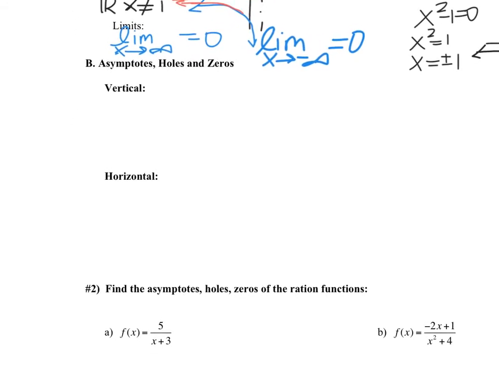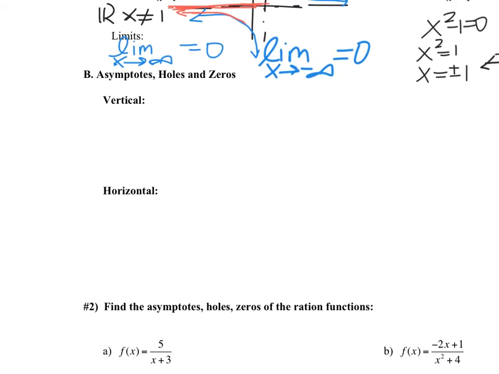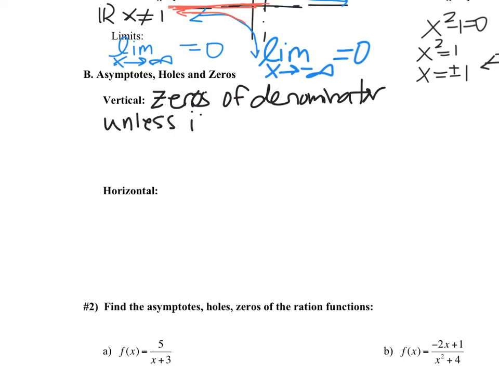We're going to talk about asymptotes, holes, and zeros of the graph. All right, so we're going to have vertical asymptotes. The vertical asymptotes are going to be the zeros of the denominator, except when they're not. Yeah, there's something that happens where it turns out that it's not a vertical asymptote. Okay, I'm going to show you what that means. So zeros of the denominator unless it's a hole in the graph. And I'll show you an example of each right now.